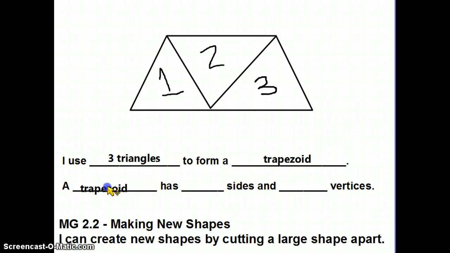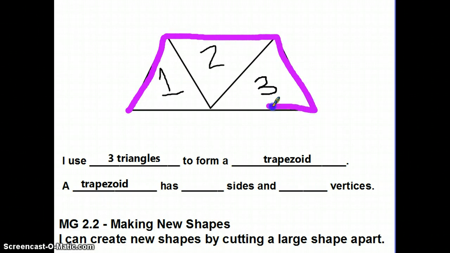A trapezoid has, so I'm going to go ahead and count the sides first. So to remind me, I'm going to go ahead and make it a highlight. 1 side, 2 sides, 3 sides, and 4 sides. So right now I have 4 sides in a trapezoid. My next step is to count the vertices.